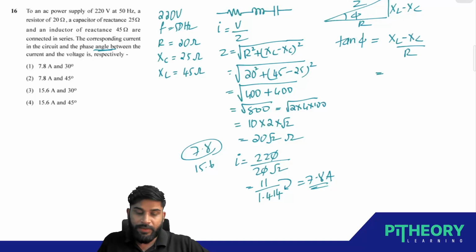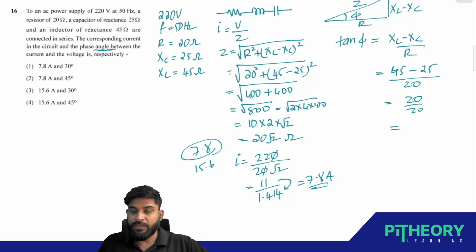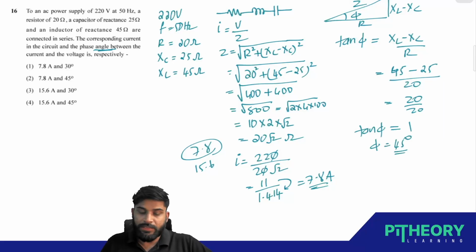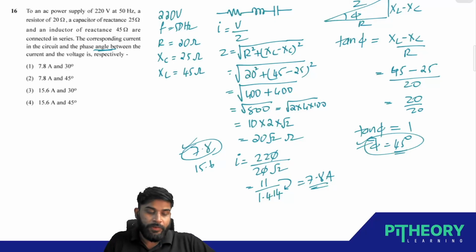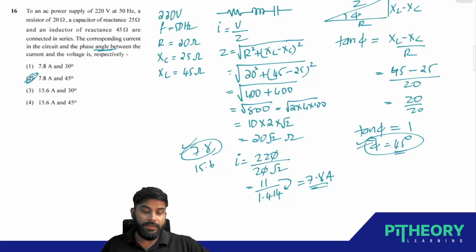What is XL here? We have 45. Yeah, 45 minus we have 25 divided by R is nothing but 20. So how much is that? You get 20 by 20, which is nothing but 1. So tan phi is equal to 1. Phi will be equal to what? 45 degree, obviously. So your answer 7.8, and we have 45 degrees the phase angle. So the option will be option number 2, 7.8 ampere and 45 degree. That will be the answer for this.